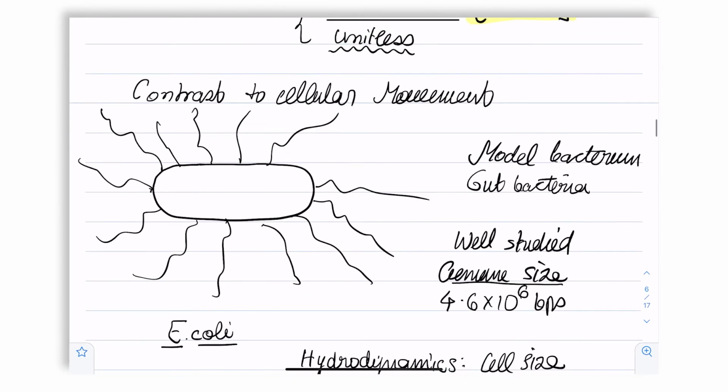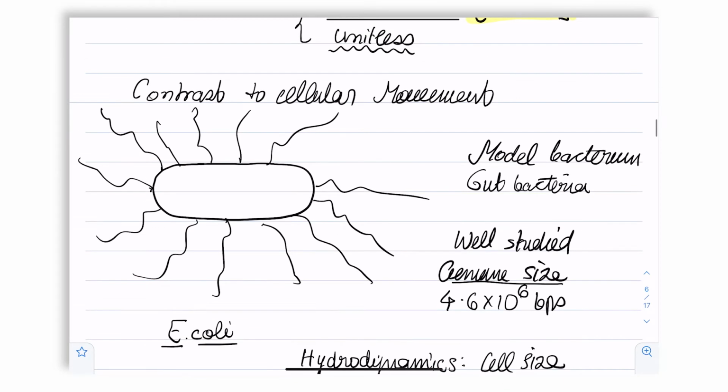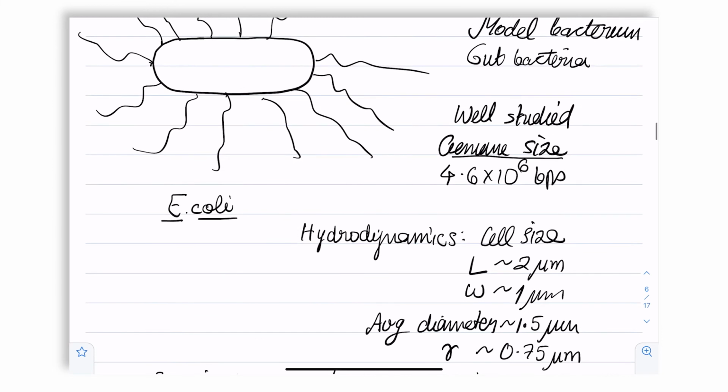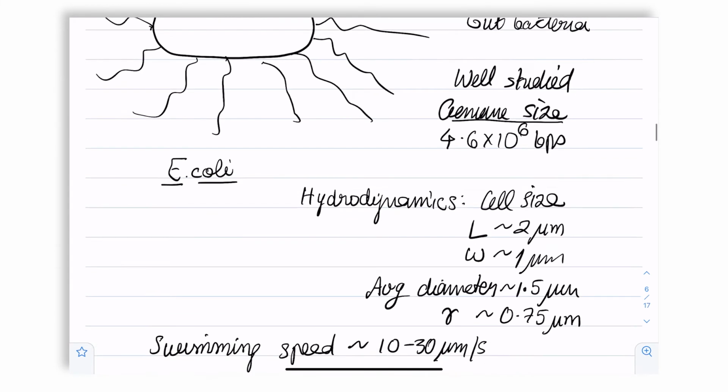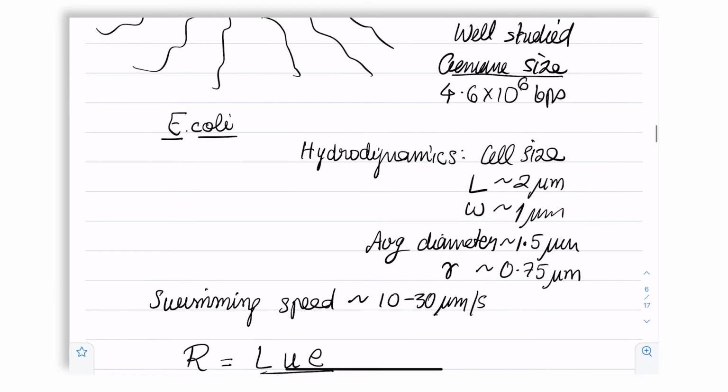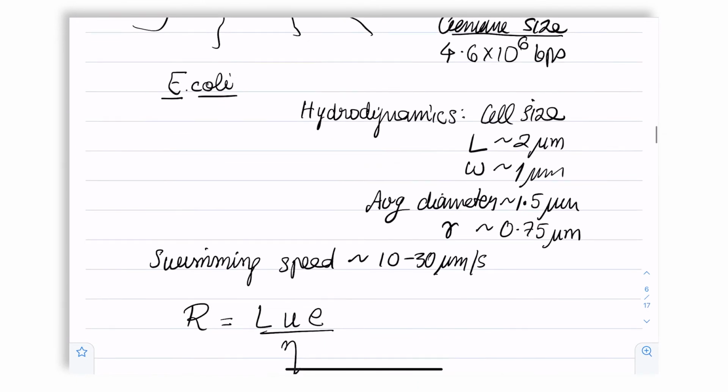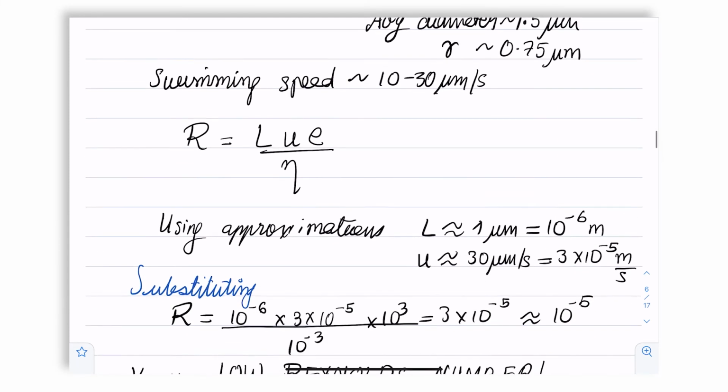Because compared to our fish, when we take E. coli, a model bacterium, a well-studied gut bacterium, genome size 4.6 into 10 to the power 6 base pairs, that is to say 4 million base pairs, its hydrodynamics are dependent on the cell size, with a length of 2 micron, width of 1 micron, average diameter 1.5 micron, radius of 0.75 micron, and swimming speed of 10 to 30 micrometers per second. So let's substitute the numbers.